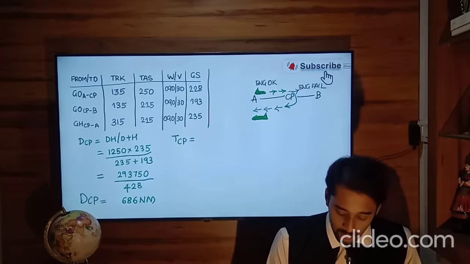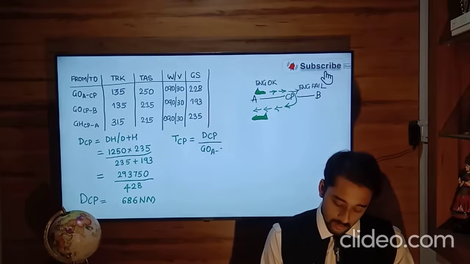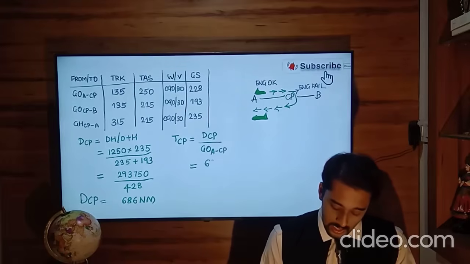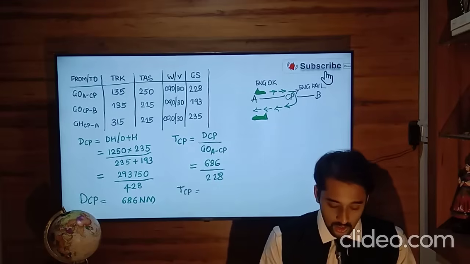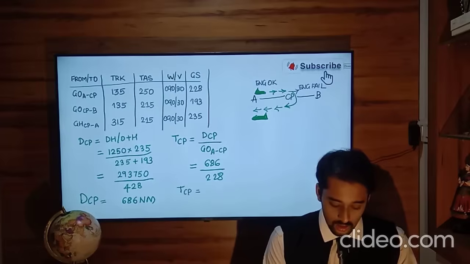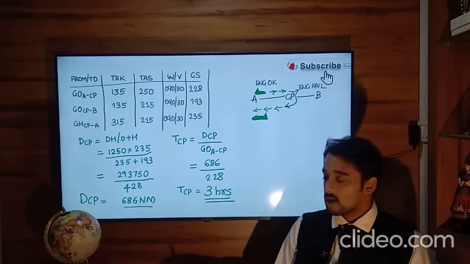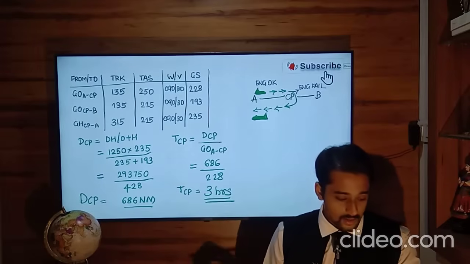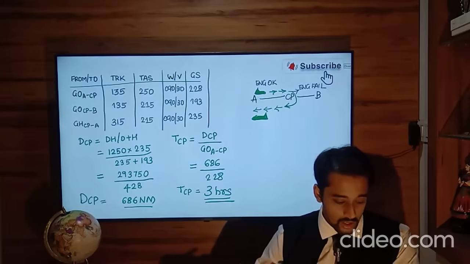Time to critical point will be distance to critical point divided by ground speed outbound A to CP. So distance 686 divided by 228. So time to CP is equal to 3 hours. Okay, 3 hours. So make sure you get this sum right. It is equal to 3 hours.